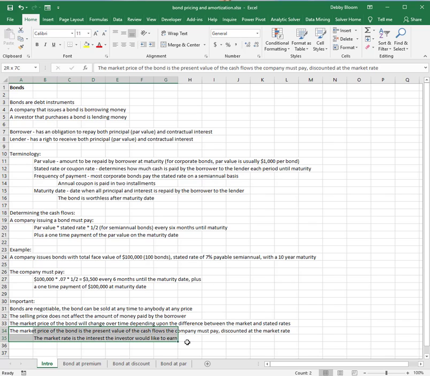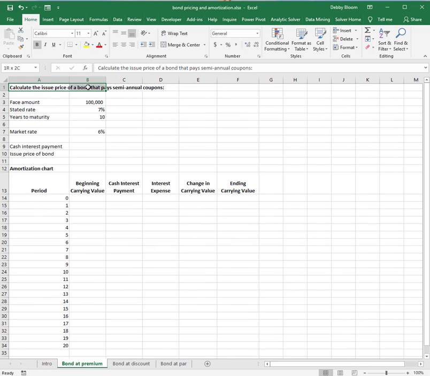So how do we determine the market price of the bond? The market price of the bond is the present value of the cash flows the company must pay, discounted at the market rate. The market rate is the interest that the investor would like to earn. So now let's go into some examples of how to price a bond at a premium, a bond at a discount, and a bond at par value. Now let's talk about pricing a bond at a premium.